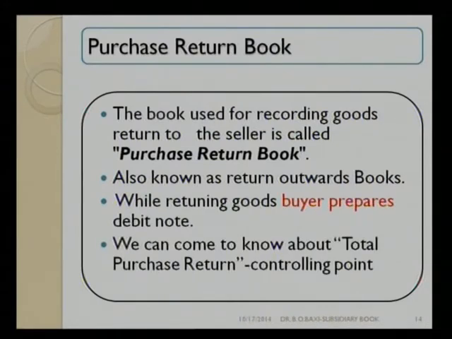Now this starts the return book. This book used for recording goods returned to the seller is called the purchase return book, also known as the return outward book. While returning goods, the buyer prepares a debit note, and that debit note number is to be mentioned, or whatever note they are preparing. See, it is something like that: goods are given back, so along with the goods they mention some evidence of the transaction, and that is known as a note, and that note contains a number, and that number is to be mentioned, and in that note they also mention some description.